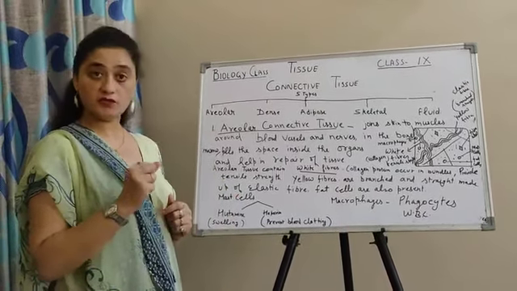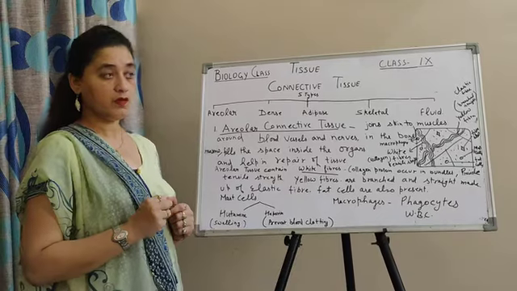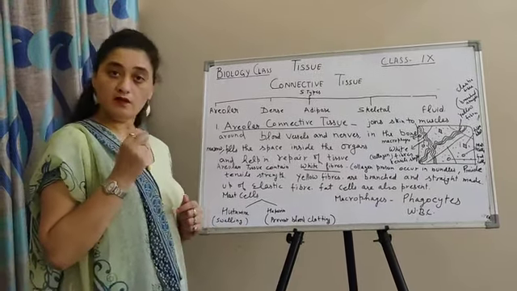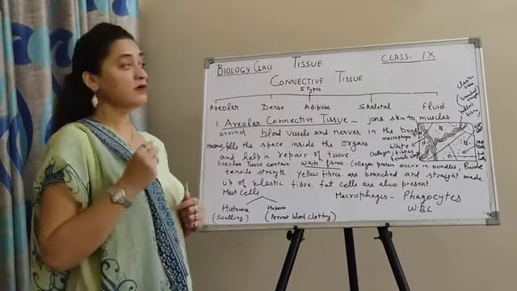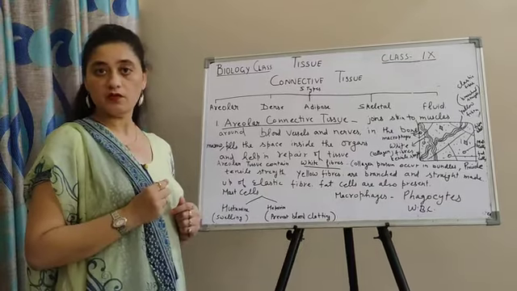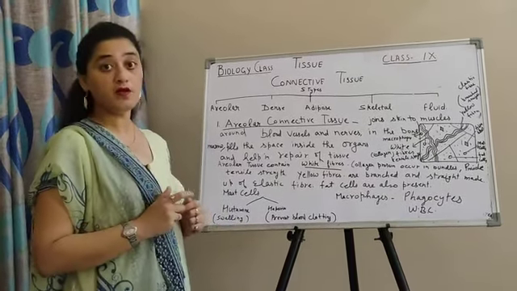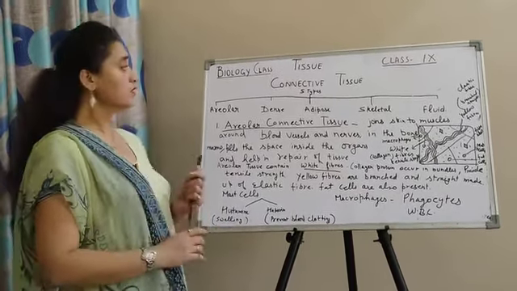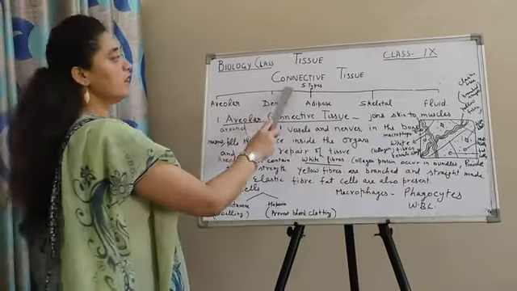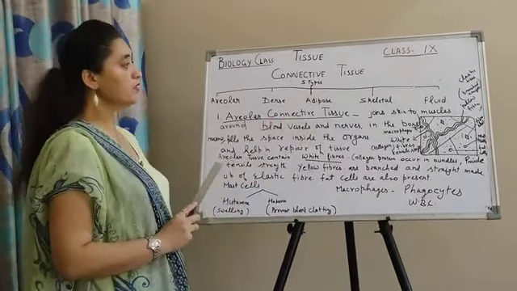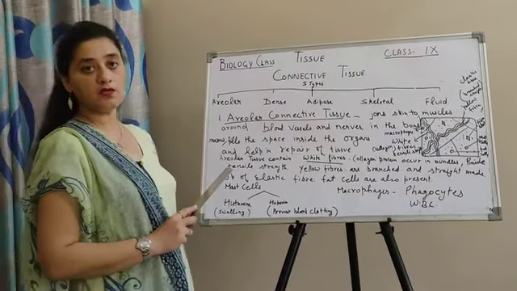It can be as solid as bone. It can be very soft like cartilage. It can be fluid like blood or lymph. So there is maximum variety in connective tissue. Now we are going to study in detail about connective tissue.